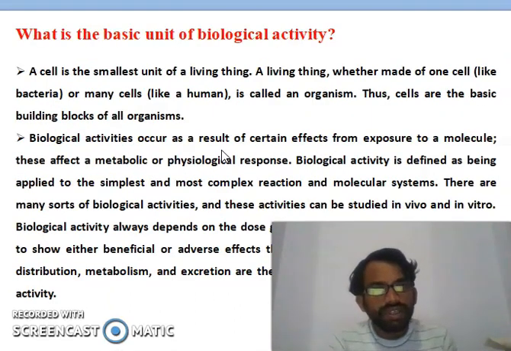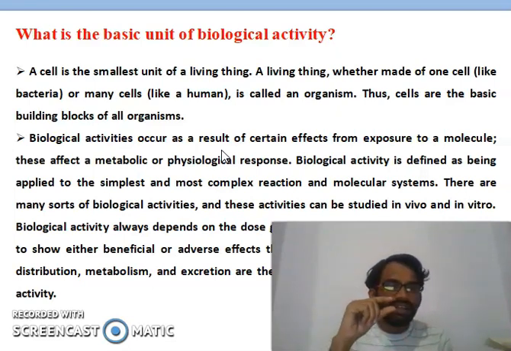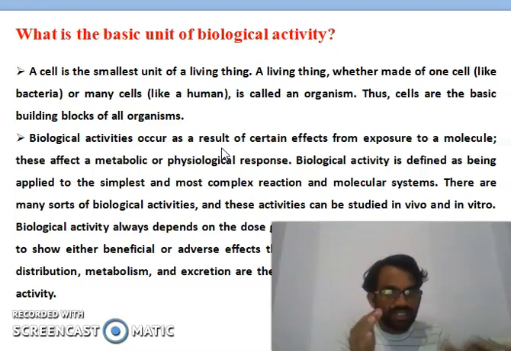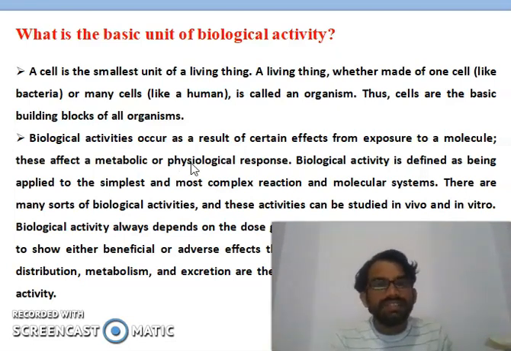What is the basic unit of biological activity? You can think of the cell as one of the smallest units of living things. A living thing made up of one cell, like bacteria, or of many cells, like human cells, is called an organism. The cells are the basic building blocks of all organisms. So biological activity occurs as the result of a certain effect from exposure to molecules. These effects are a metabolic or physiological response.